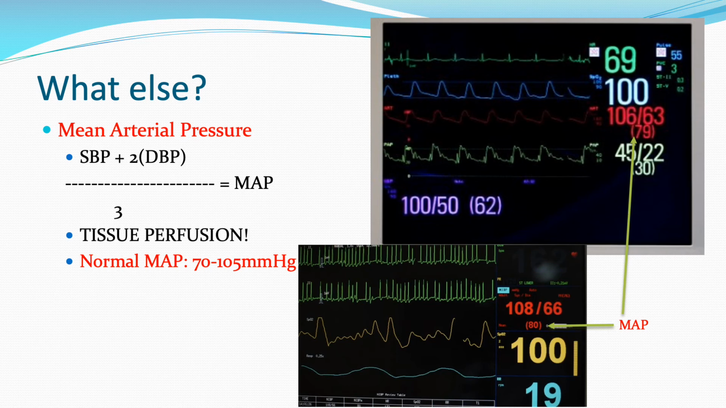So in these 2 monitors here, you can see where to find the MAP in your patient. The monitor actually calculates it for you automatically. And so on the top, you can see we have a patient with a MAP of 79, and the bottom patient here has a MAP of 80.